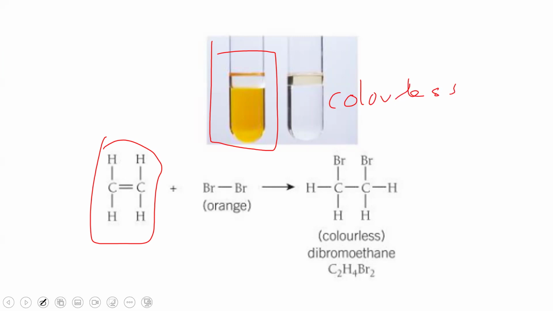Okay. If you bubble an alkane through it, it doesn't do anything. Right? So the distinguishing test between an alkene and an alkane is you have bromine water. If you bubble an alkane through it, nothing happens. If you bubble an alkene through it, it goes colorless. Okay, good test. 2 years ago it was on.